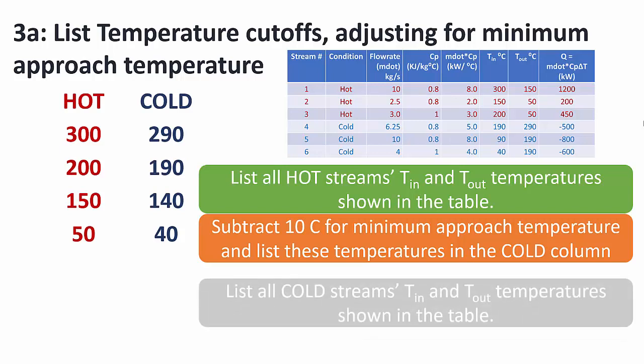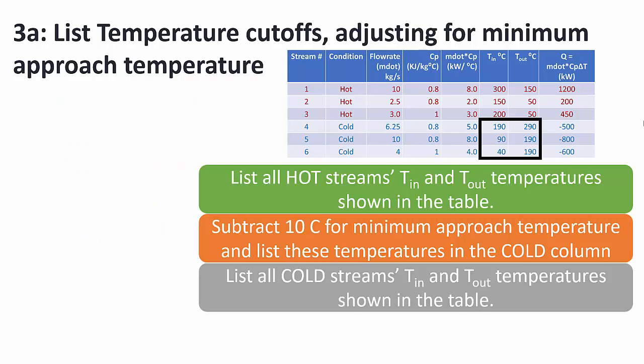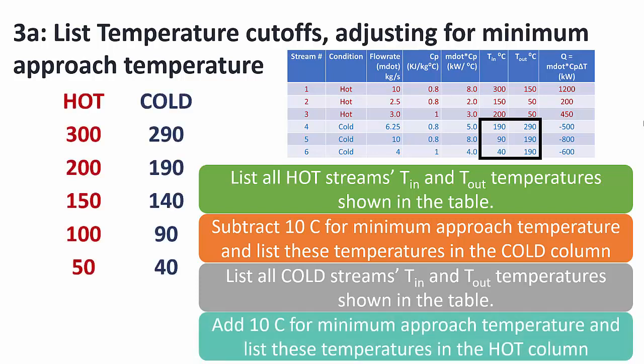Next, we do the same thing for all the cold streams inlet and outlet temperatures shown in the table. So notice that we have some duplicates that are already in the table. A lot of them are duplicates. The one temperature that's not a duplicate is 90. So I will list that in the cold column, and then I add 10 degrees to that 90 degree temperature for the minimum approach temperature for the hot side.